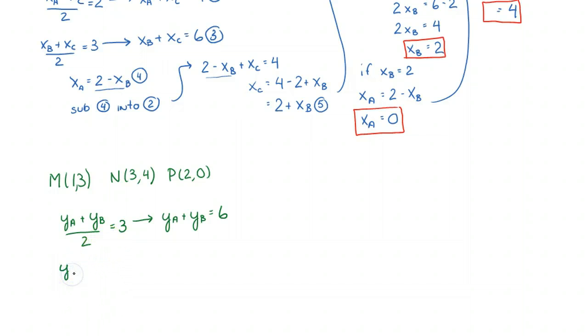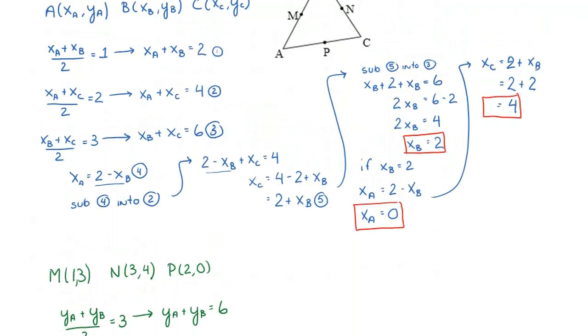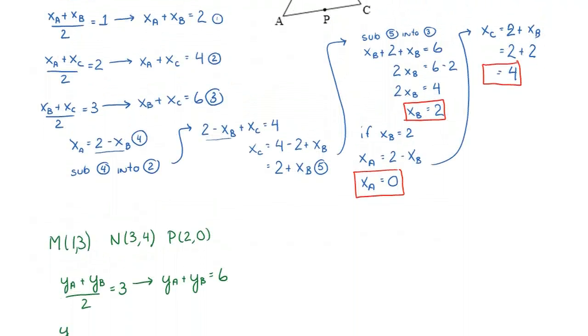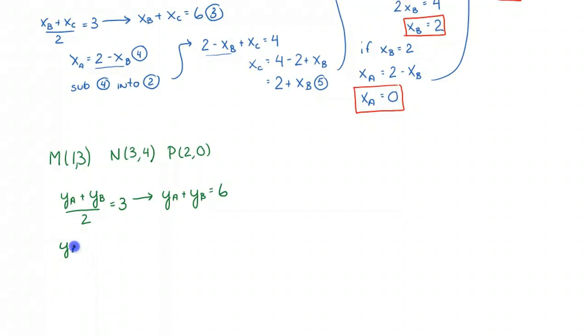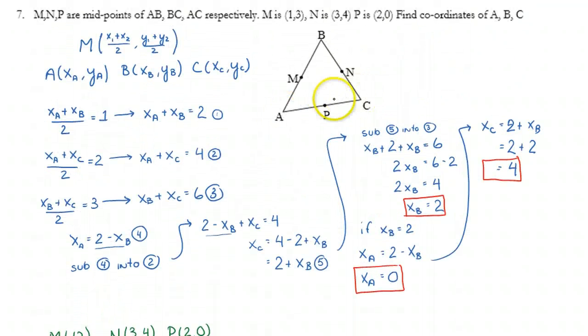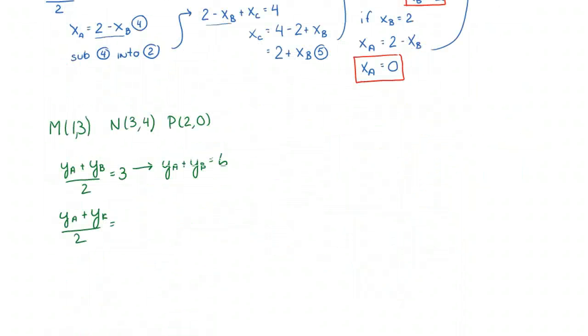Actually, let's stick with the same pattern I did with my x's. So we have xa plus xb over 2, and then we have xa plus xc. So we're going to do ya plus yc over 2 is equal to, and let's look, a and c, so the midpoint is p, is equal to 0, so we get ya plus yc equals 0. Ooh, and this looks really great, because look at this. Let's just do this right now. Ya is equal to negative yc. That's pretty great.